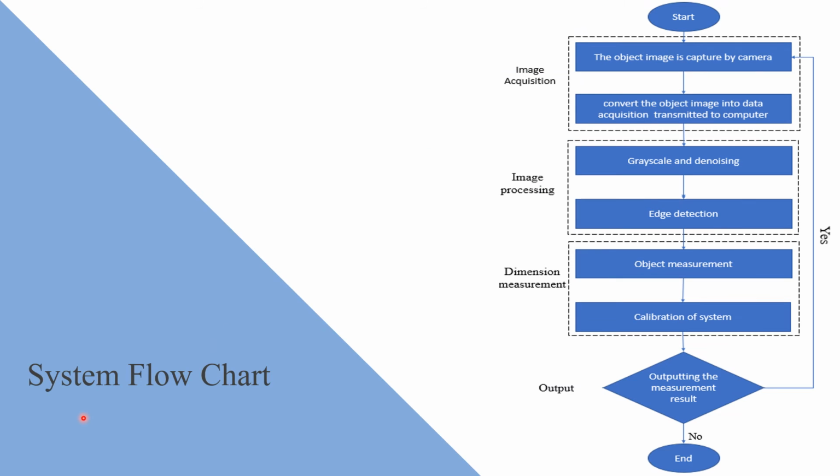Next, we come to the system flowchart. Start. The object image is captured by cameras. Convert the object image into data acquisition transmitted to the computers. Then, grayscale and denoising, edge detection. Then, go to the object measurements and calibration of system. Then outputting the measurement result.